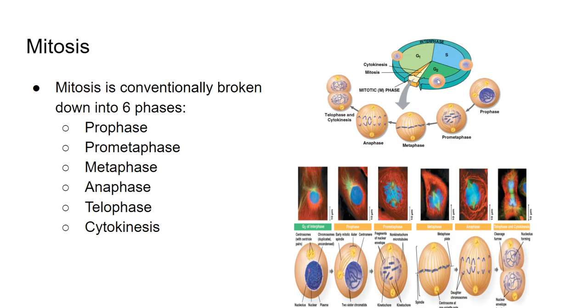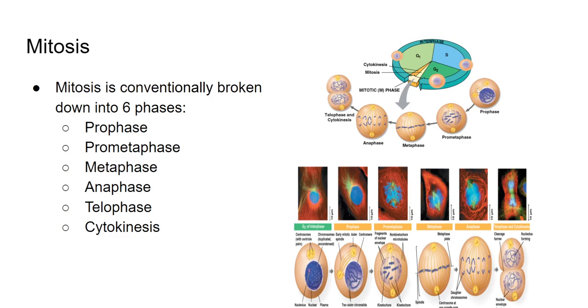Well, let's say the cell is at the G2 phase now. It has grown to a significant, a sufficient amount, and it's basically saying I'm ready to divide. So now we're going to go into the mitotic M phase, and we have prophase, prometaphase, metaphase, anaphase, telophase, and cytokinesis. Let's talk about prophase first.